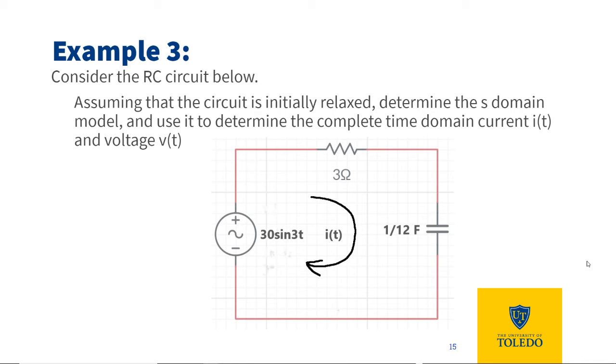Example 3. Consider the RC circuit below. Assuming that the circuit is initially relaxed, determine the S-domain model and use it to determine the complete time domain current, I of t, and voltage, V of t. As you can see in our circuit, we have our source, the direction of our current, I of t, our resistor, and our capacitor.